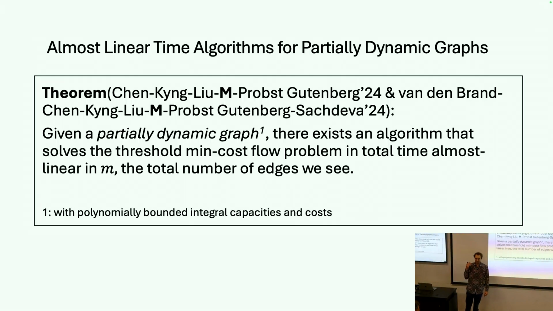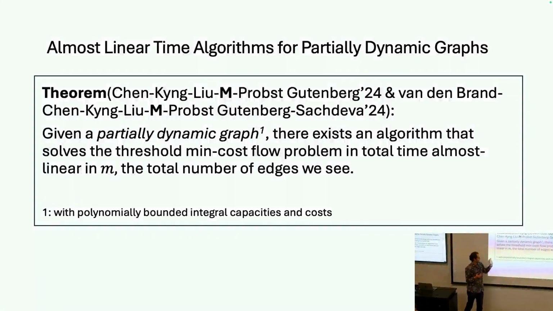The result that I talk about today is that for a partially dynamic graph, there exists an algorithm that solves the threshold min-cost flow problem in total time almost linear in m, where m is the total number of edges that we see throughout the insertion or deletion sequence.